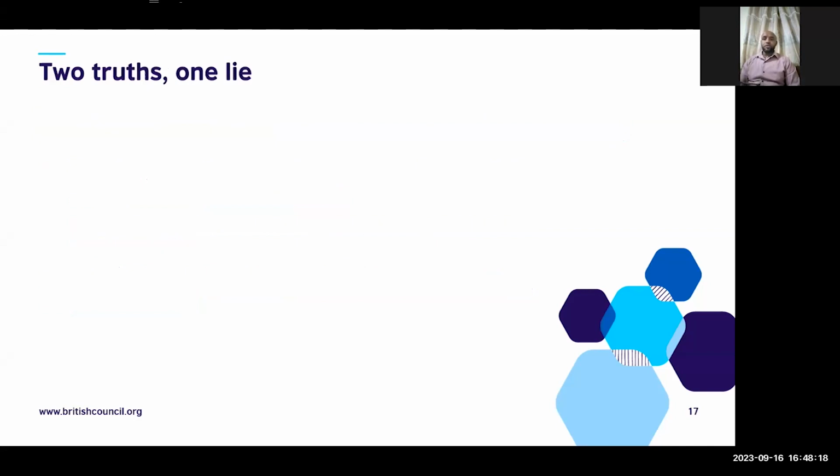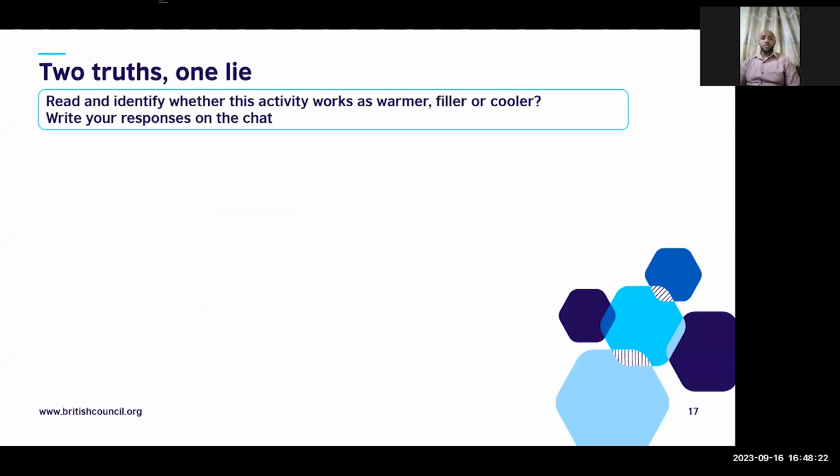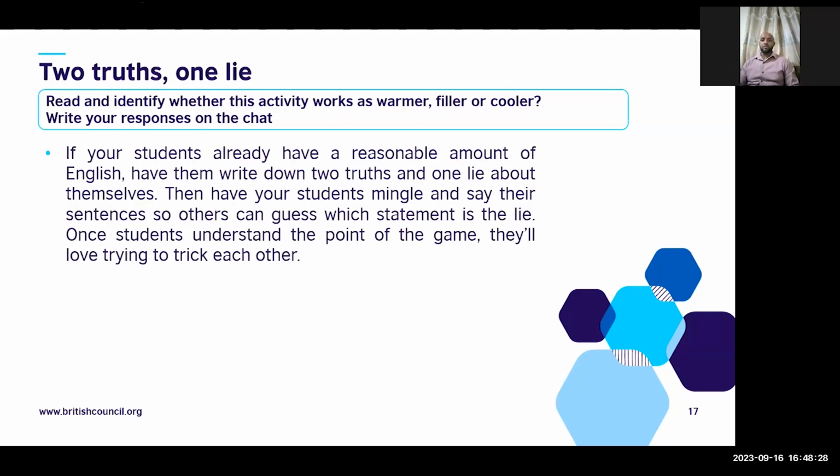Yes, two truths and one lie. If your students already have a reasonable amount of English, have them write down two truths and one lie about themselves. Then have your students mingle and say their sentences so others can guess which statement is a lie. Once students understand the point of the game, they will love trying to trick each other.